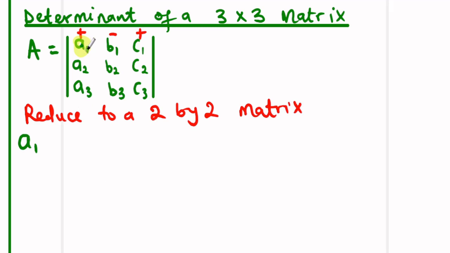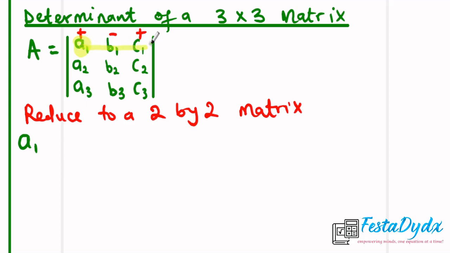Remember, I'm working with A1 first. I'm going to remove the row and column associated with it. The row and column associated with A1 is this, because this is the row where we have our A1, and this is the column where we have our A1 also. If I remove all these elements, the elements we are left with are B2, C2, B3, C3.